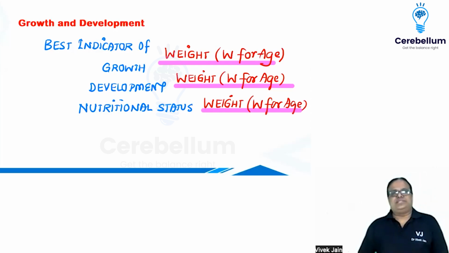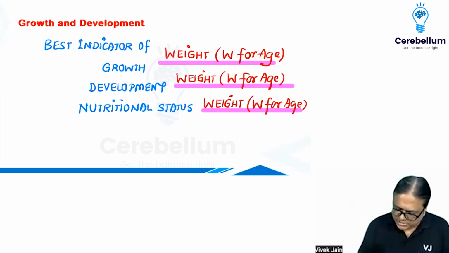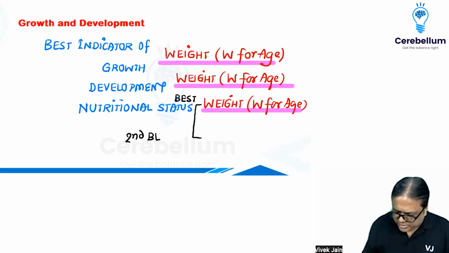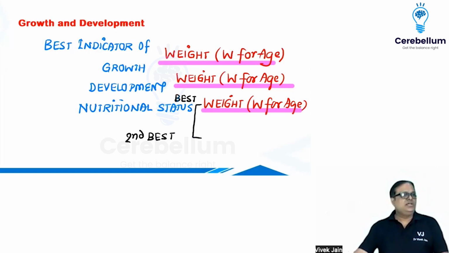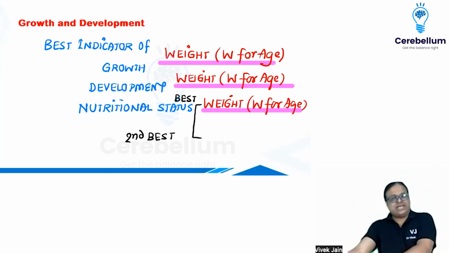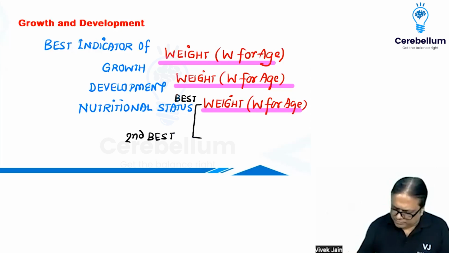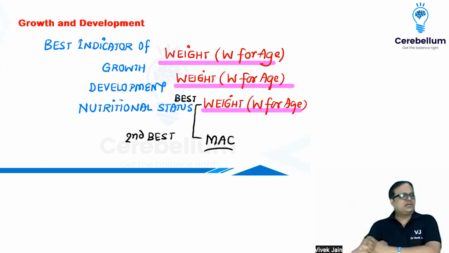Now, once in your exam, they asked a question, which of the following is the best indicator of nutritional status? And this best indicator was not given in the choices. So now you will have to mark the second best indicator for nutritional status. So friends, what is the second best indicator of nutritional status? Very right. Mid-arm circumference. Mid-arm circumference. Absolutely.